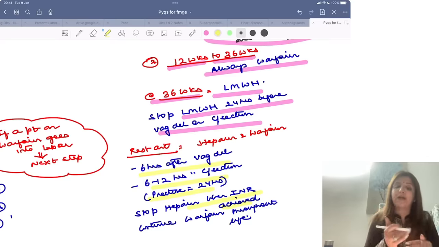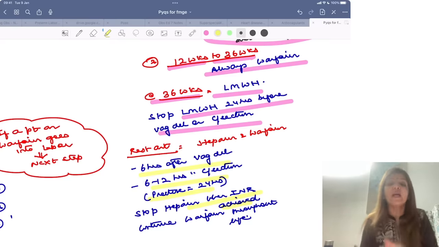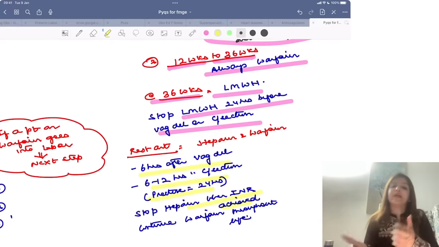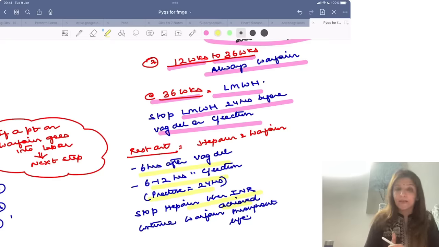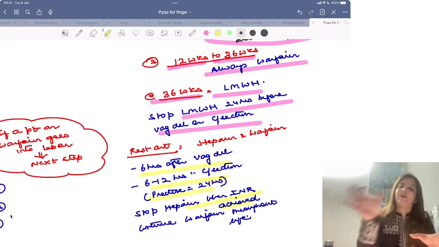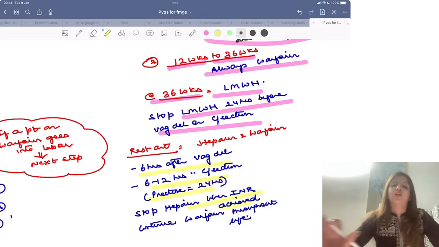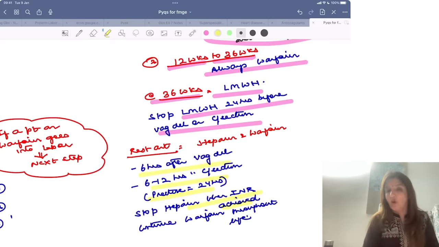Why did I start heparin and warfarin after delivery? This is because warfarin takes time to act, whereas heparin acts immediately. So to act immediately, I started with heparin and then I also added warfarin. And once the INR is stabilized, I stop heparin and continue her throughout her life on warfarin.